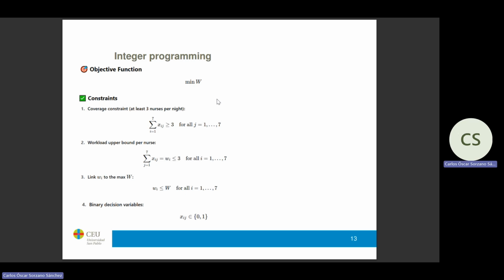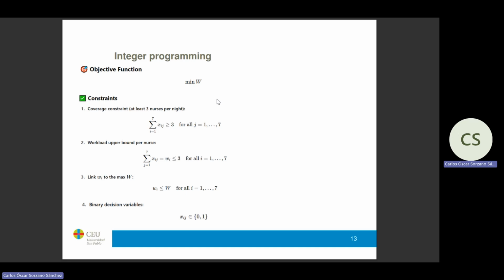Actually, did we have 7 nurses? I don't remember. Okay, so if you sum over all days the workload for that nurse over the week, that sum has to be smaller than 3. And then the workload of each nurse has to be smaller than this number W that we have chosen, or that we are trying to minimize.